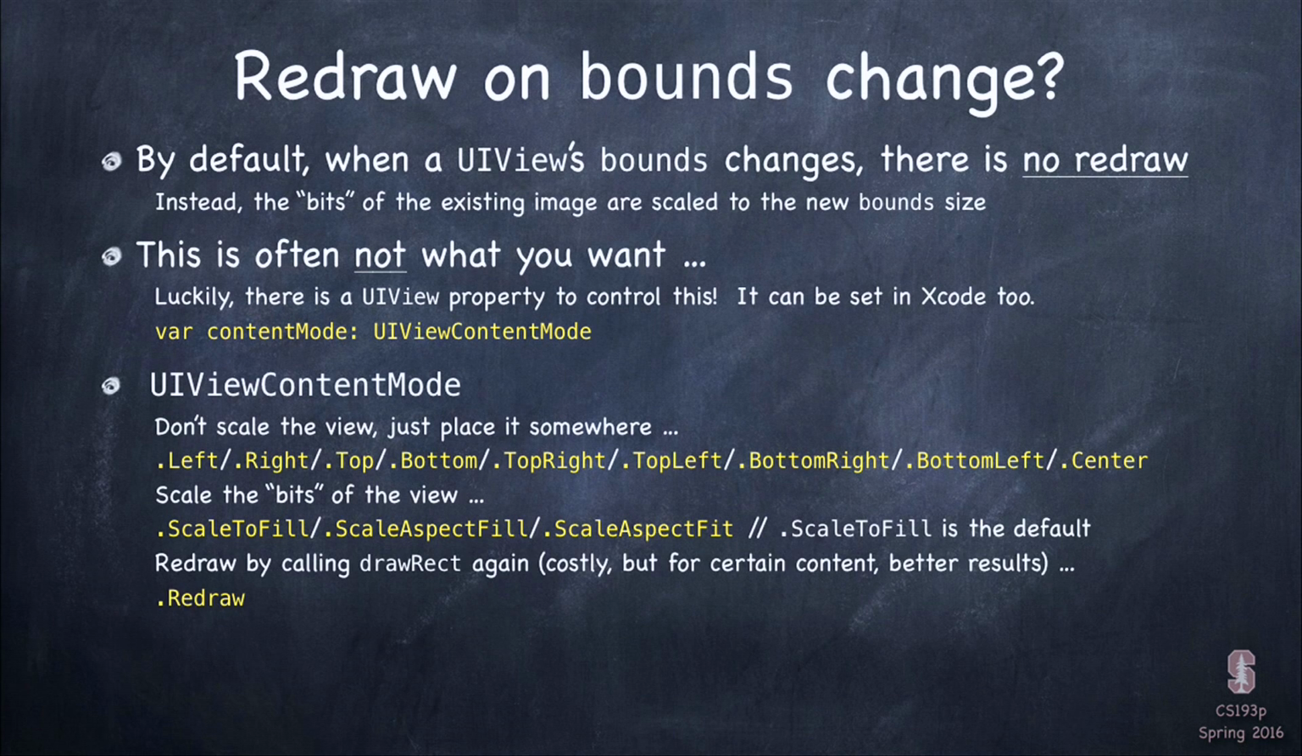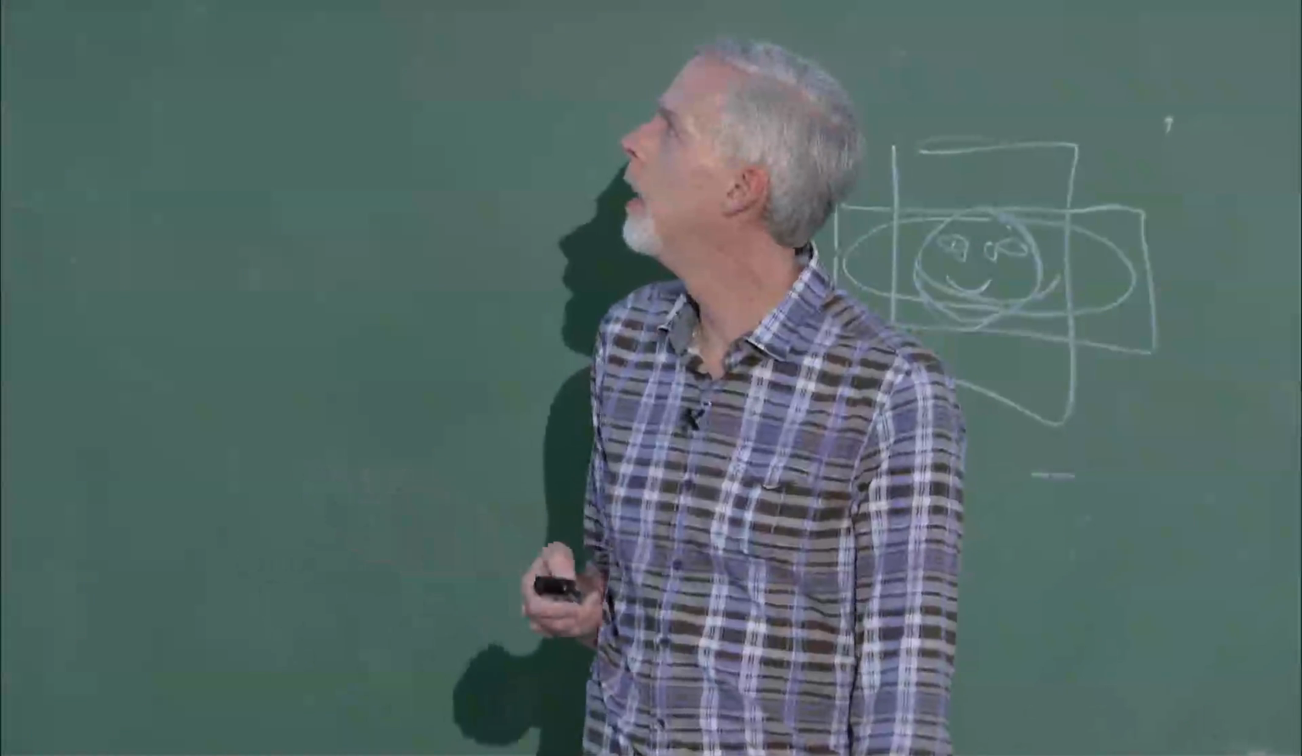Or the holy grail, redraw. If you set your content mode to redraw, it'll call your draw rect again. Okay? You often want that. Maybe most of the time you want that. Okay? All right, everybody got that? We'll be doing this in the demo too, so you'll see it.